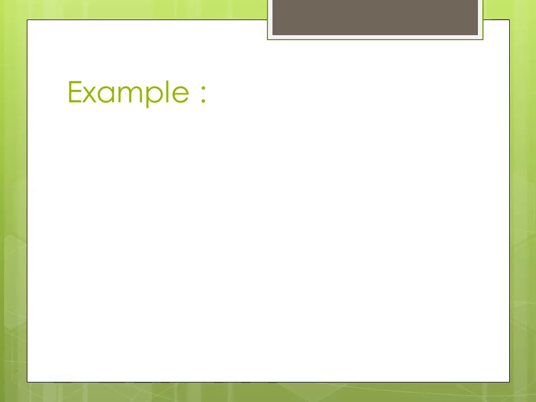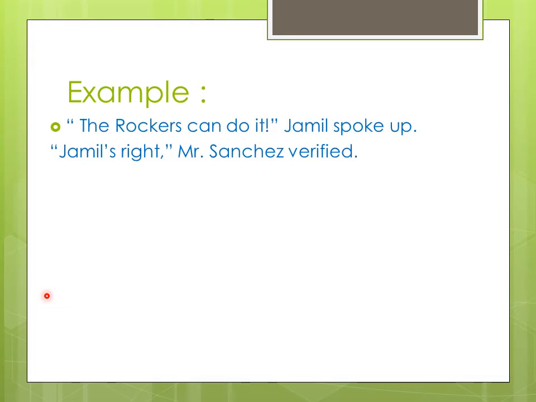Let's look at these examples. The rockers can do it. Jamil spoke up. Jamil's right. Mr. Sanchez verified. From the direct quotation, Jamil's right, which appears within the sentence that contains the unfamiliar word verified, it comes in the same sentence that contains the unfamiliar word, which is verified. A clever reader can figure out that the meaning of verified is assured or confirmed.